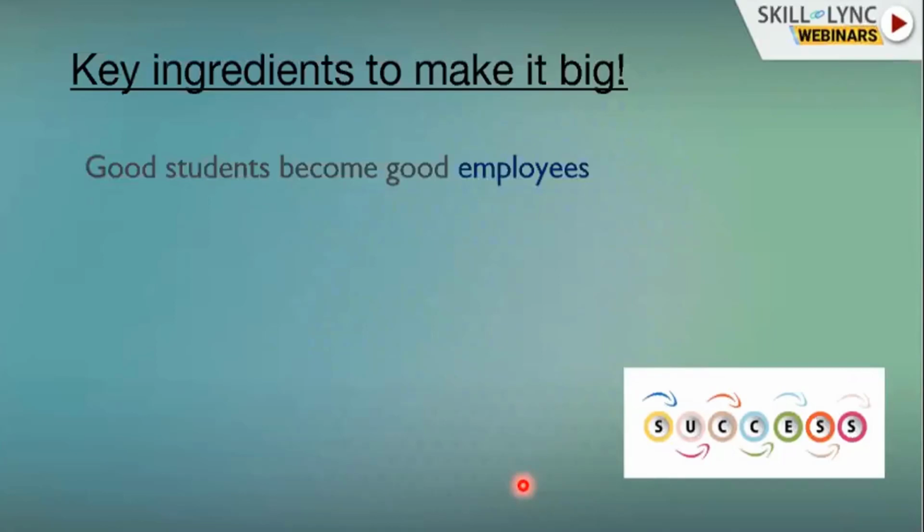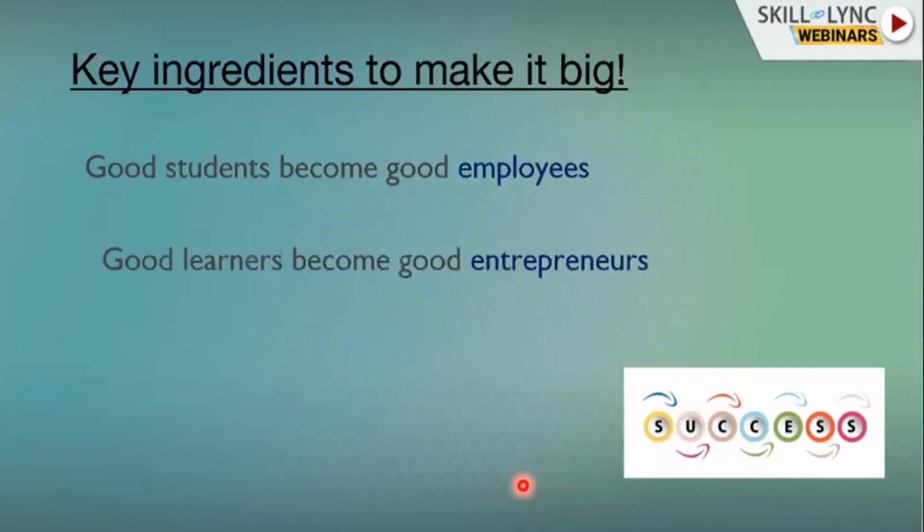If you only worry about your marks, and you just diligently take notes and make sure that you're covering the syllabus all the time, and you're going to your papers and giving your exams, everything, and getting good marks, that will turn into good employees, definitely. But if you are good learners, and I'll come to this in a little bit, good learners would become good entrepreneurs.